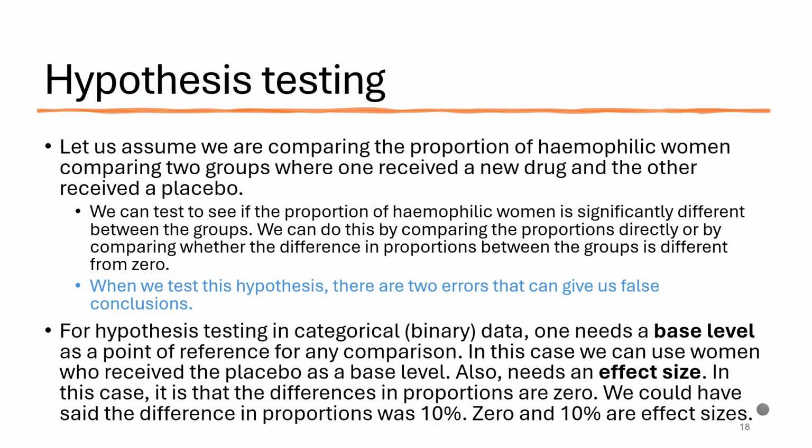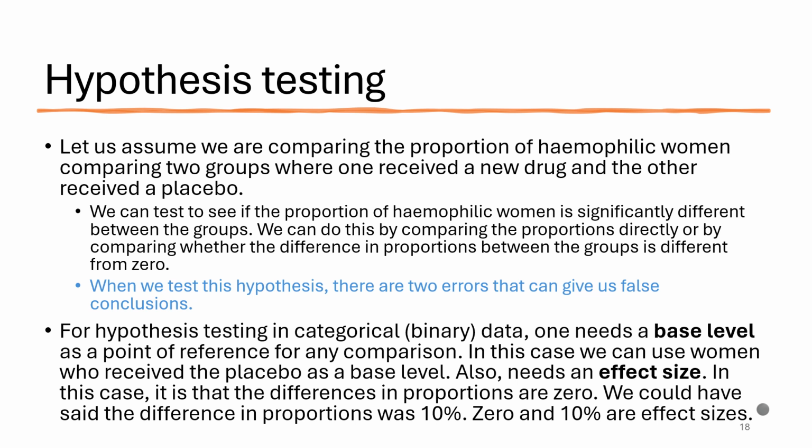Okay, hypothesis testing. So let us assume that we're comparing the proportion of hemophilic women, comparing two groups where one received a new drug and the other received a placebo. We can test to see if the proportion of hemophilic women is significantly different between the groups. We can do this by comparing the proportions directly or by comparing the difference in proportions between the groups, if that proportion is different from 0, right?